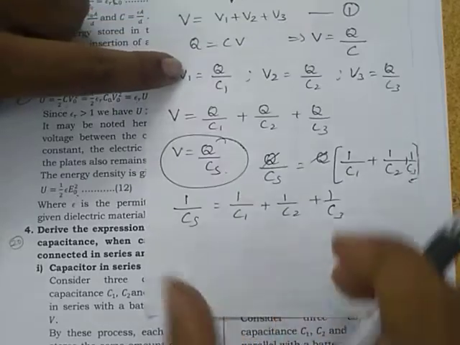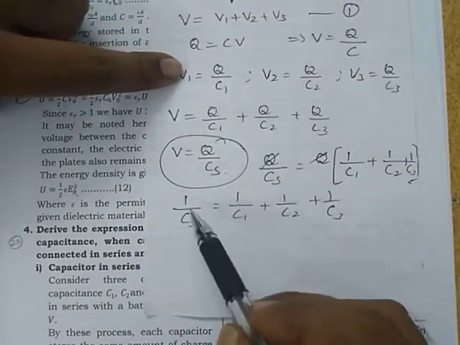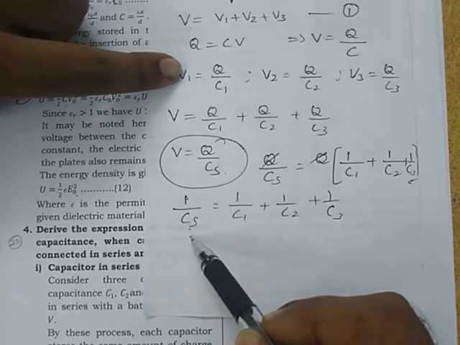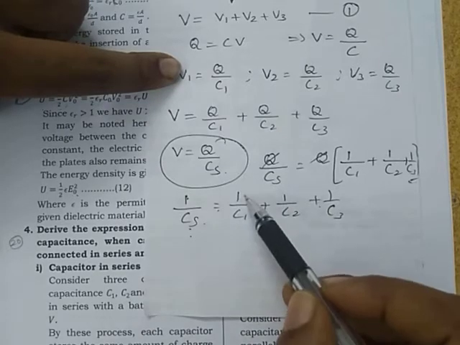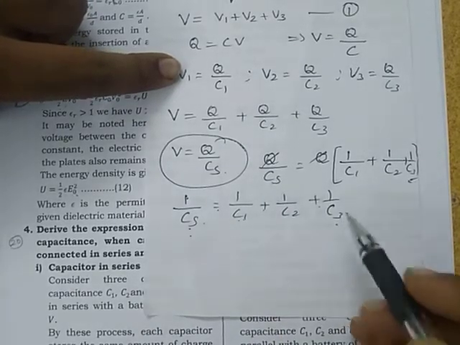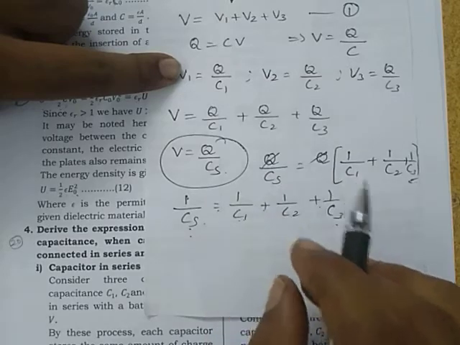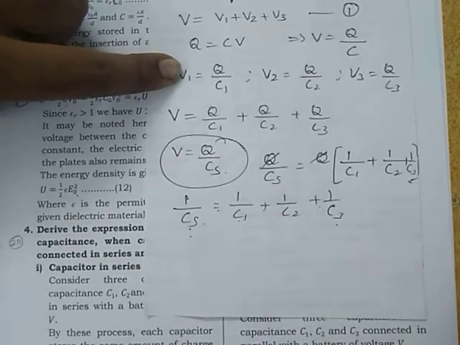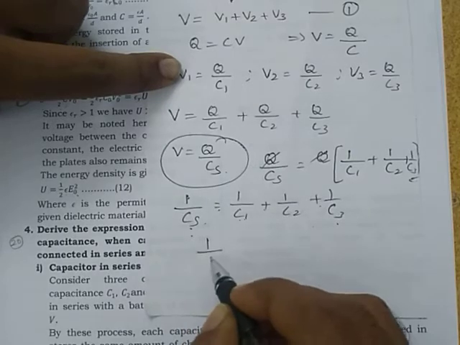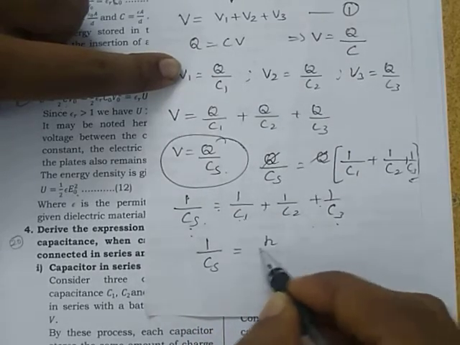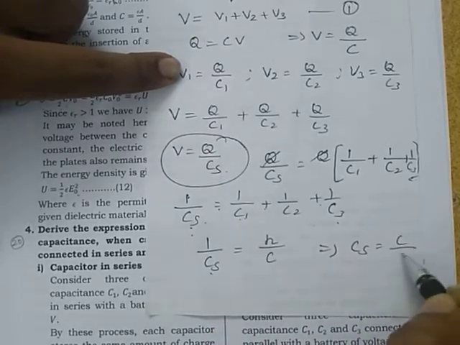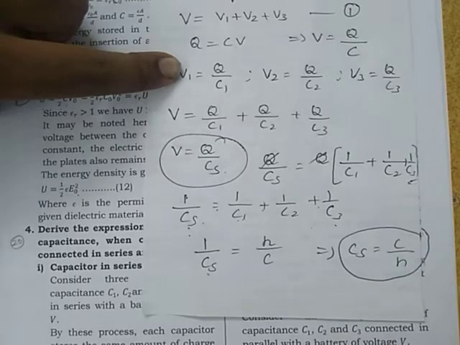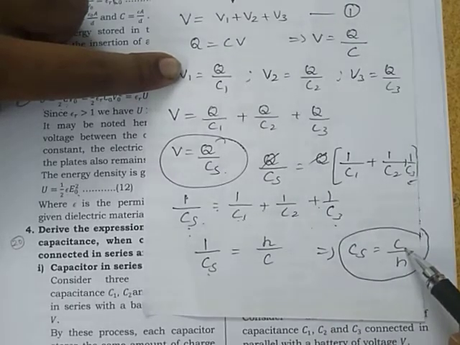We can write this expression as a statement: the reciprocal of the effective capacitance, or the equivalent capacitance, is equal to the sum of the reciprocals of the individual capacitances. Suppose n capacitors of the same capacitance C are connected in series. Then the effective capacitance is 1/Cs = n/C. We need Cs alone, so Cs = C/n. This is the effective capacitance of capacitors having the same capacitance that are connected in series.